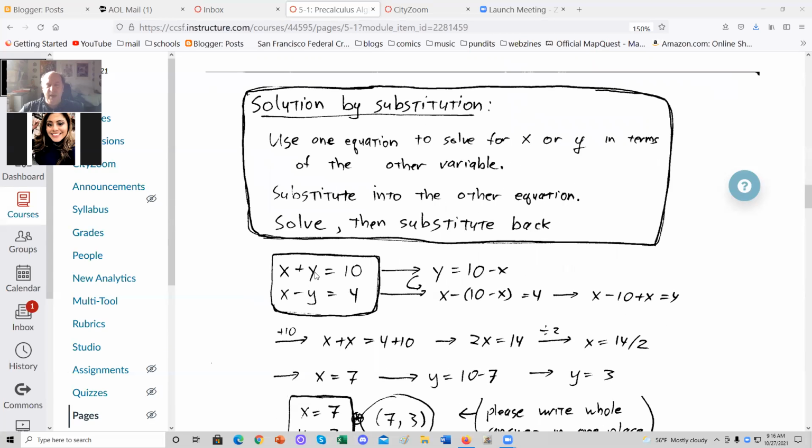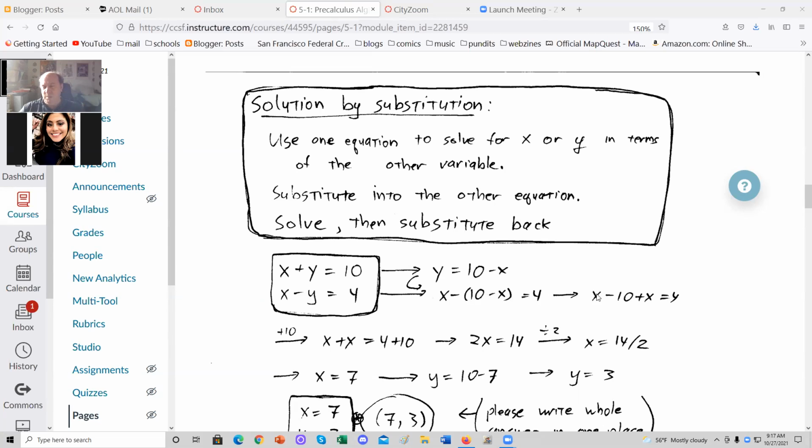So for example, x plus y equals 10 and x minus y equals 4. We already know the solutions are (7, 3). Starting with this, we transpose x and get y equals 10 minus x. So here we have y in terms of x. Now we use this y here, substitute in here, get the equation x minus (10 minus x) equals 4. This is one equation in one variable, and that we can solve by usual linear algebra methods.